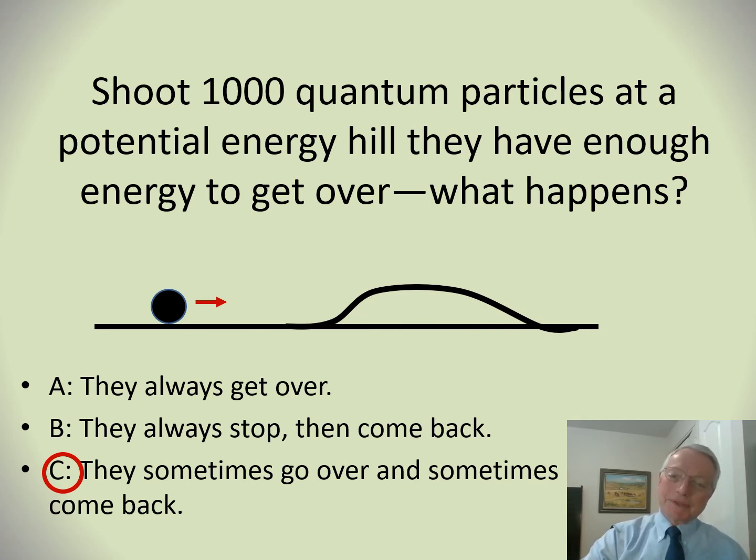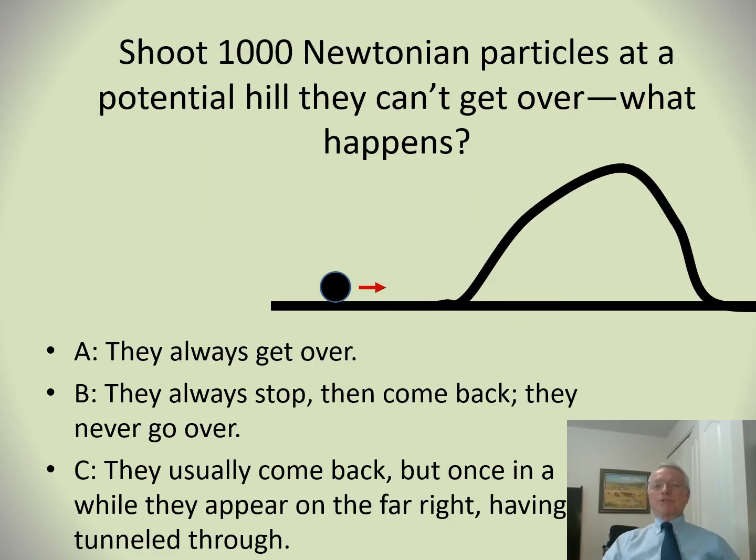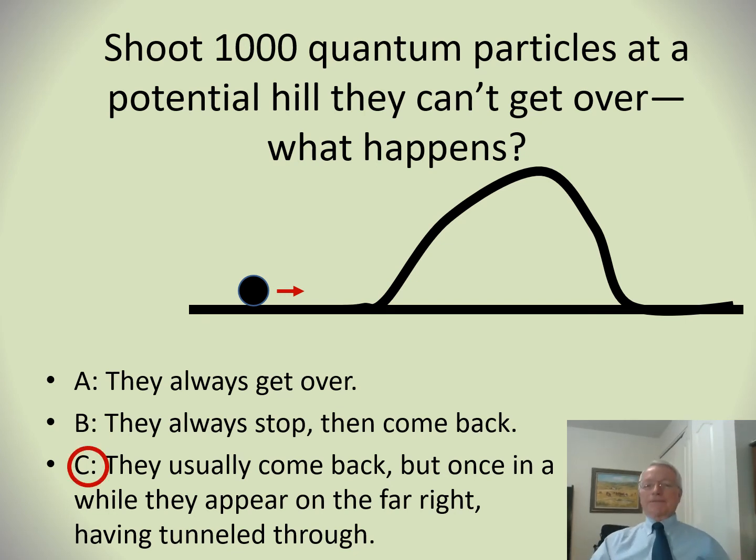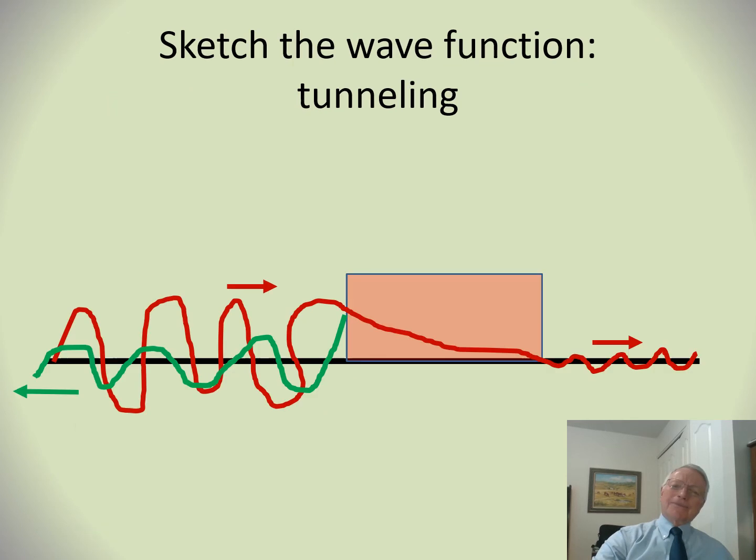Sometimes they're transmitted, sometimes they're reflected. Suppose you have a potential energy hill that the particles can't get over. What happens then? Well, in Newtonian physics, they can't get over the hill. They go partway up the hill, they stop, and they come back every single time. If you shoot 1,000 quantum particles at a potential hill that they don't have enough energy to get over, they usually come back. But once in a while, they appear on the far right, having tunneled through this potential energy barrier.